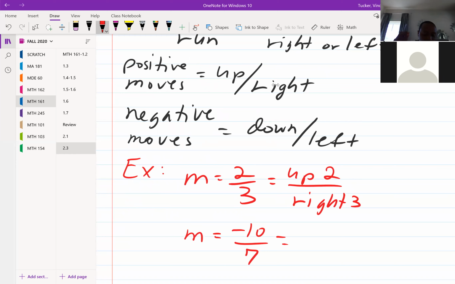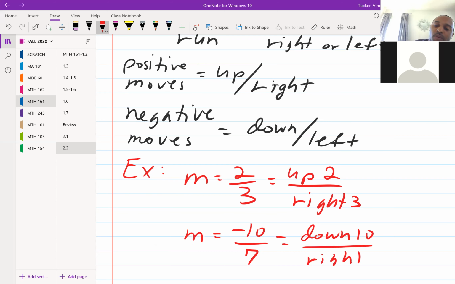So you make a decision which one you want to give it to, either give it to the top or give it to the bottom. I normally say just give it to the top and be done with it, but if I decide to give it to the top, that's negative 10 over 7. So it means I go down 10, right 7.